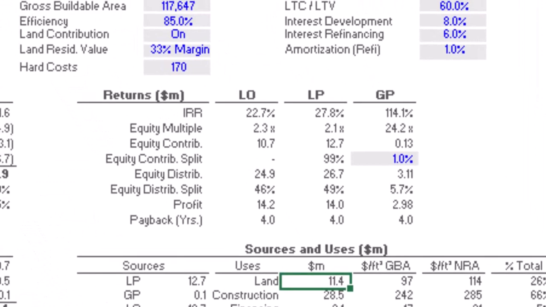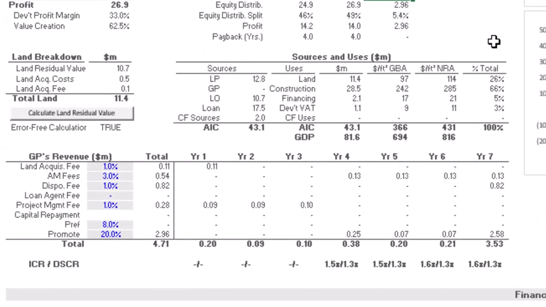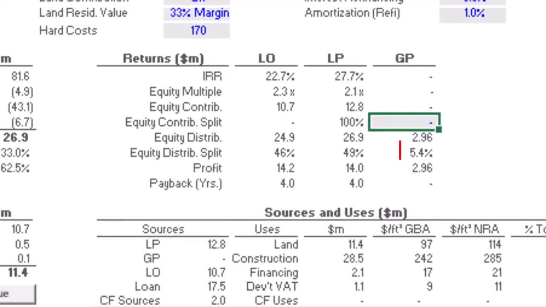Looking at our return metrics, we find answers to questions such as how much money do I need to invest, how much money am I going to make, and when will I see my money back, as well as the internal rate of return for the different parties involved, the landowner and the limited and general partners. If the GP invested no equity capital, he would obviously not get any capital repayment nor any preferred return, only a promoted interest, which would be equivalent to about 5.4% of the equity distributions.